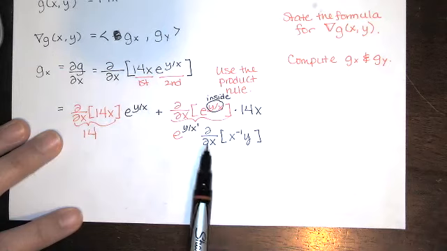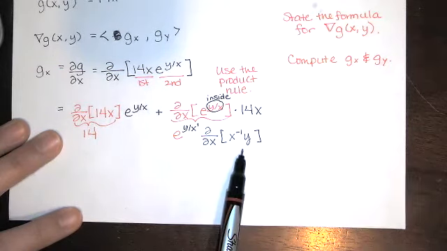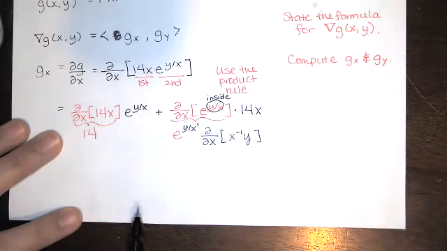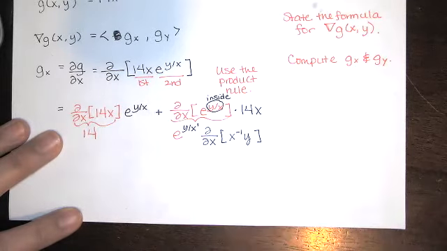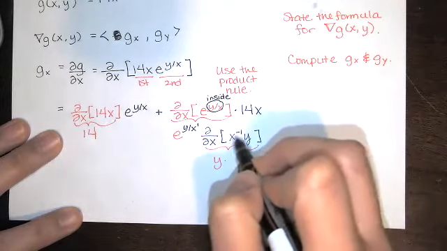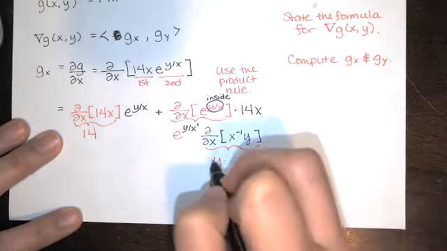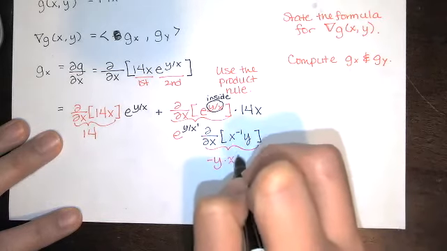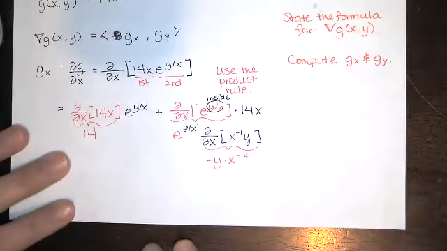times the derivative of the inside, and I'm taking the derivative of this function now with respect to x. y is being treated as a constant, and I'm taking the derivative of x to the negative 1. The derivative of x to the negative 1 times a constant is that constant, so y, times the derivative of x to the negative 1. The derivative of x to the negative 1 is negative 1 times x to the negative 2 power. Okay, so we've got all the pieces there.